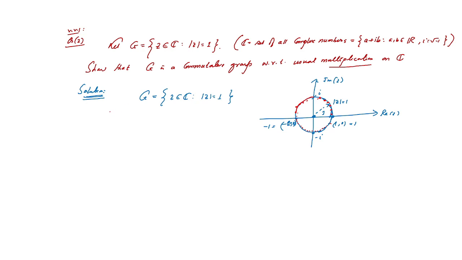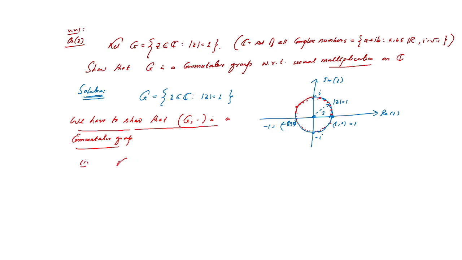So now what do we have to show? We have to show that G is a commutative group, where dot is basically the usual multiplication. For a commutative group, first we show the closure property. Let us take two elements, let A, B belong to G.